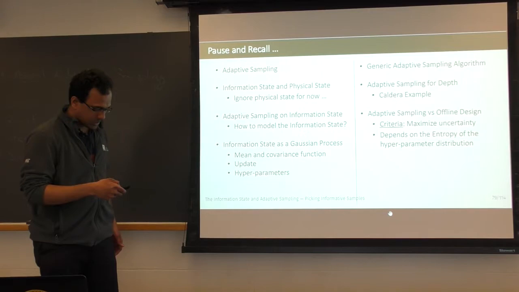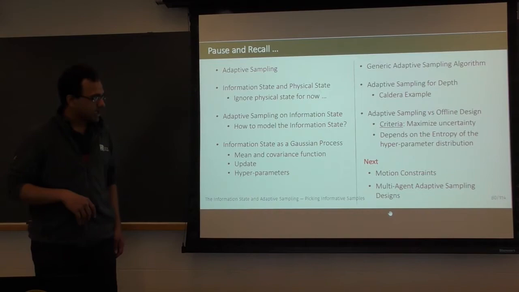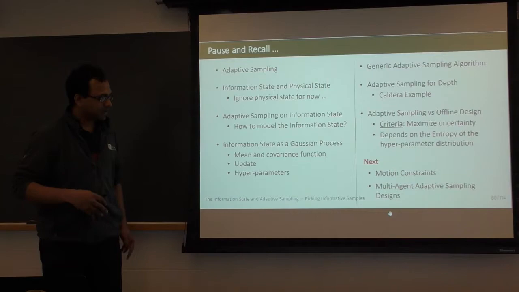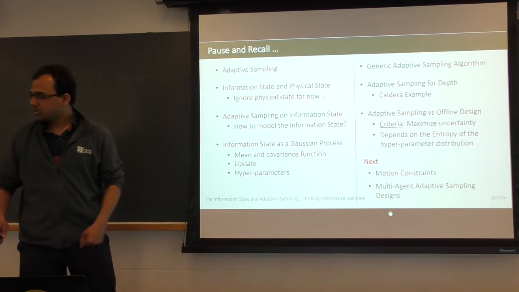Next, we're going to introduce motion constraints and see how this plays out, and all of that will very nicely culminate in a multi-agent adaptive sampling design. So I think we'll just show.